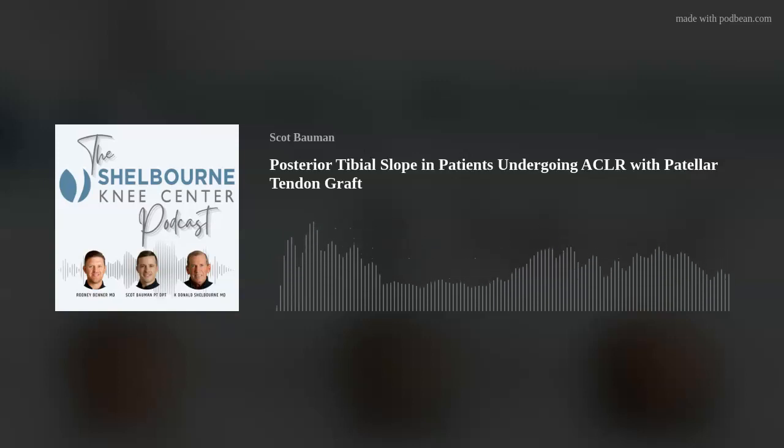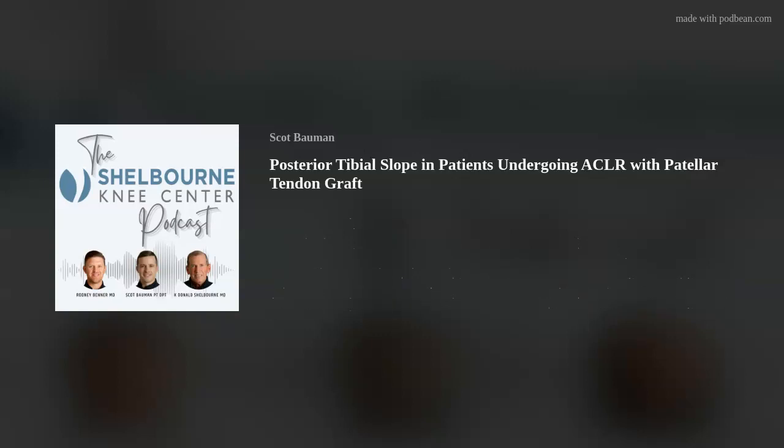As a patella tendon graft user myself, and Dr. Shelbourne having done 6,000 or 7,000 patella tendon grafts, we thought that we had a unique perspective on this to try to evaluate whether those same relationships that Dr. Pachewski and his group found in Australia existed in our patients that were done with patella tendon grafts.